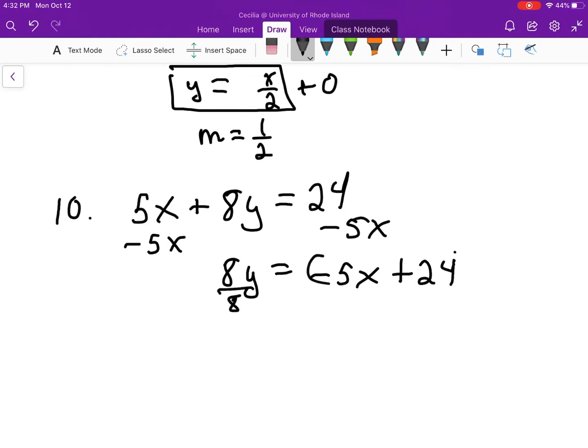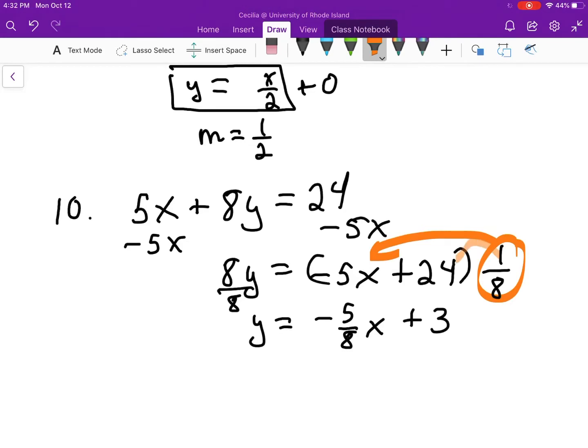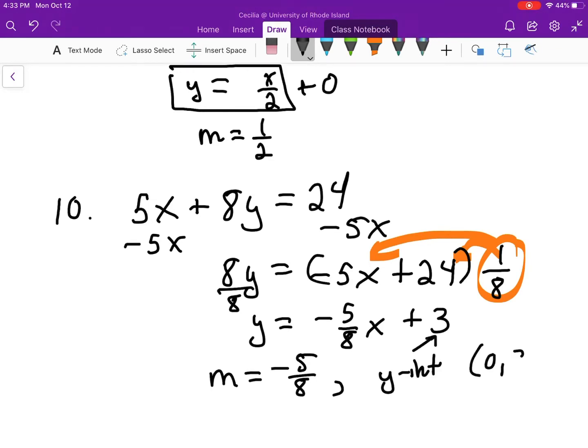Now I'm going to divide both sides by 8, which is the same thing as multiplying by an eighth. And I get y equals negative 5/8 x plus 24/8, which is 3. Okay? So make sure we apply that to both terms. So here we see that our slope is minus 5/8, and our y-intercept is 3, or the ordered pair 0, 3.